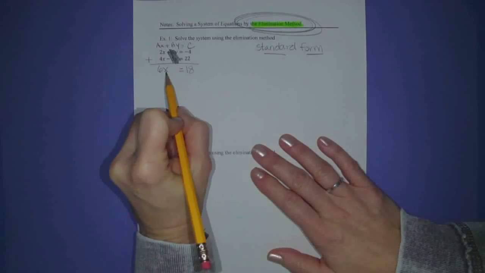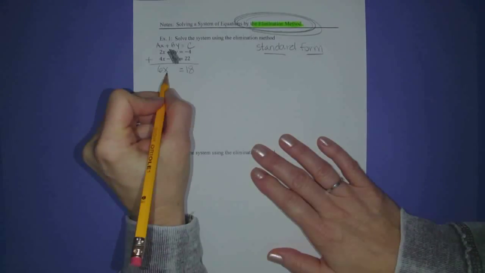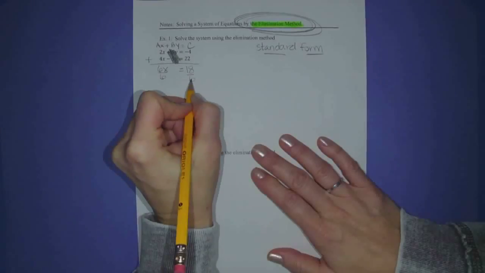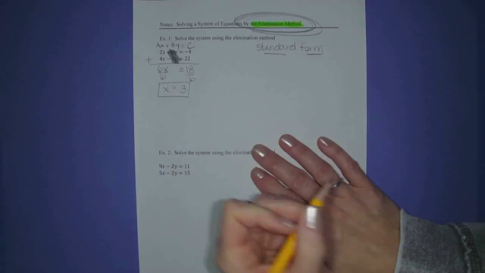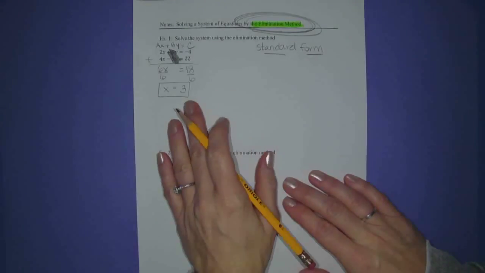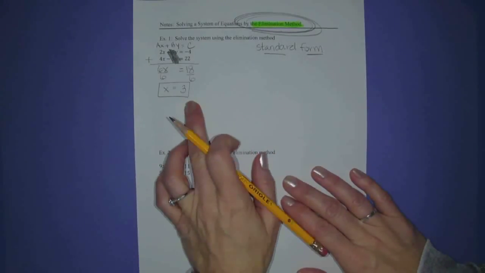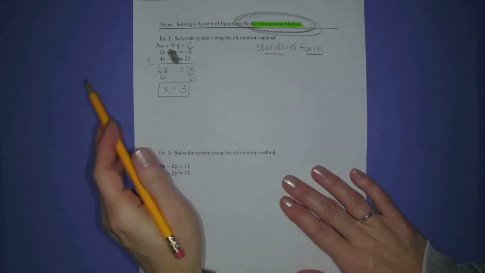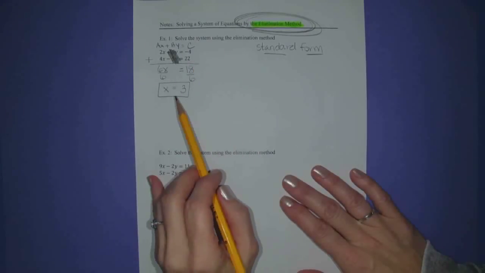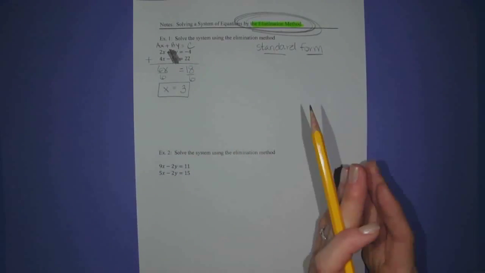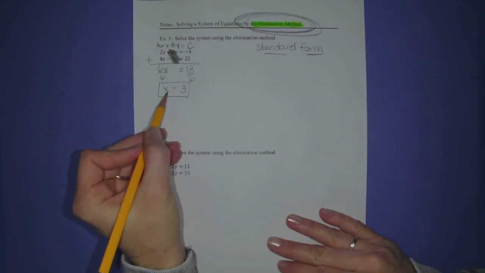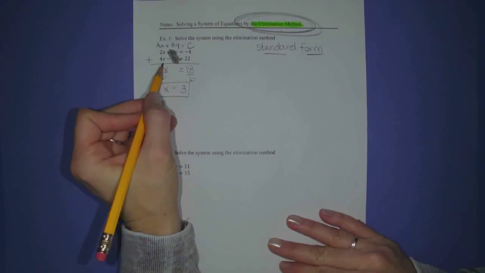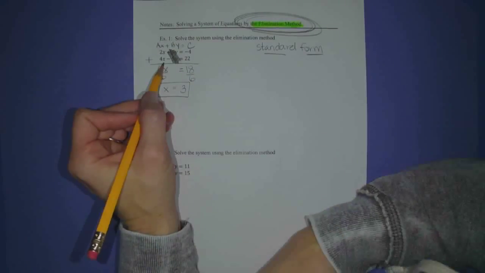So now we have 6x equals 18, and we divide by 6 to solve for x, and we get x equals 3. See how simple that was? We eliminated the y and solved for x. Okay, now to find the y, because every solution to a system has an ordered pair as the answer, x comma y, we're going to plug x equals 3 into either of our original equations and solve for y.